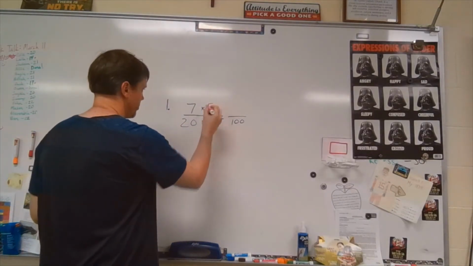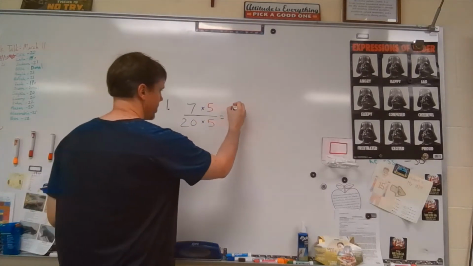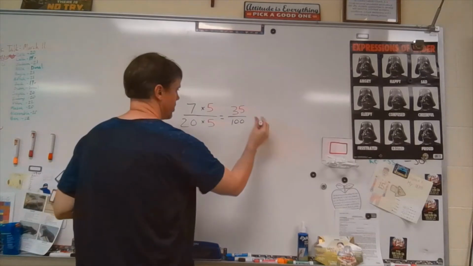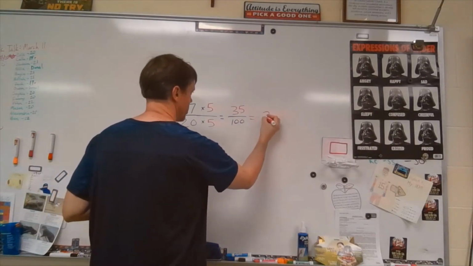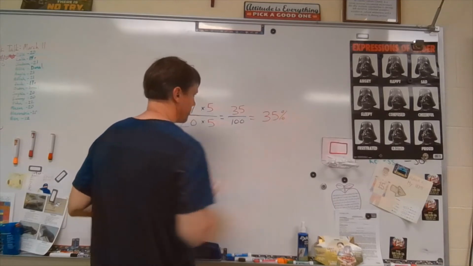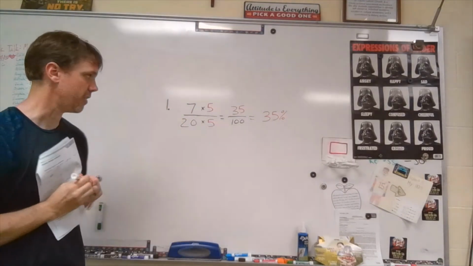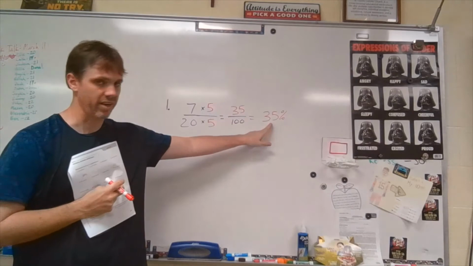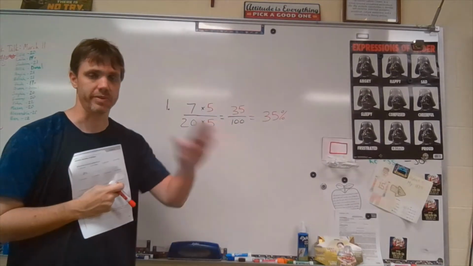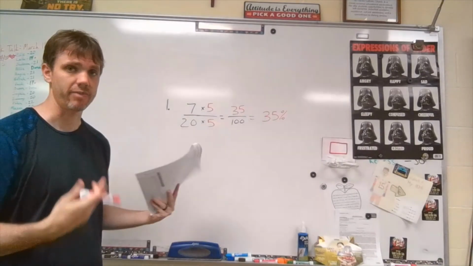So we're going to go 7 times 5. 7 times 5 is 35. So that means that this is equal to 35%. All right, 35 out of 100 is the same as 35%. It's also the same as 0.35, but again, if we did that, then we would just move the decimal over 2 spots, and then it would be 35%.